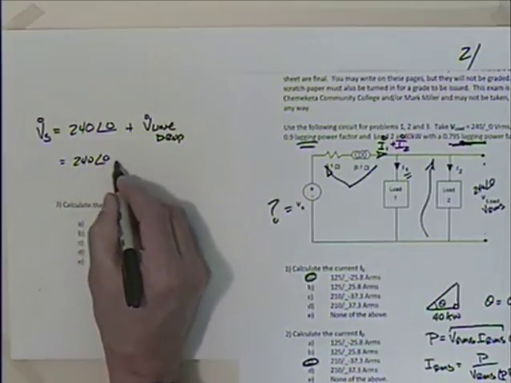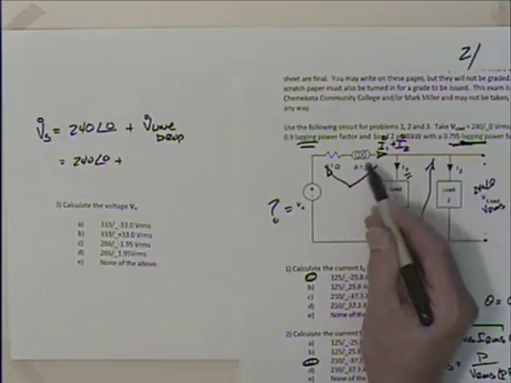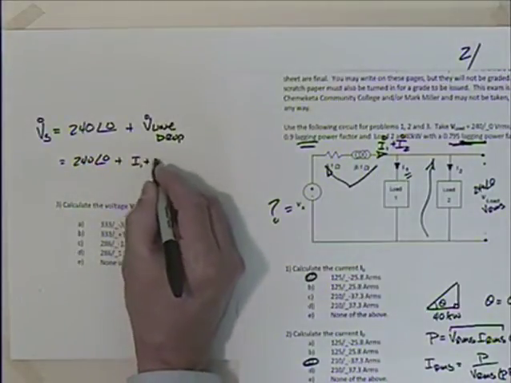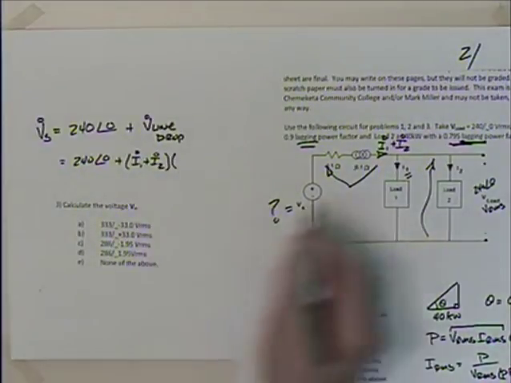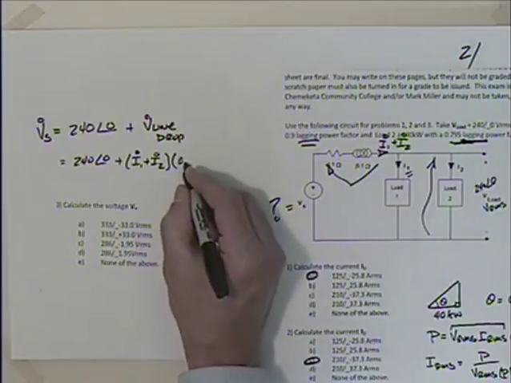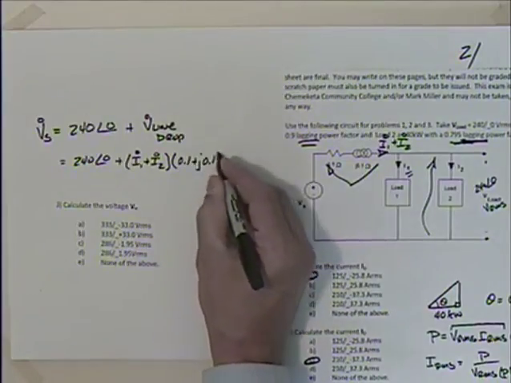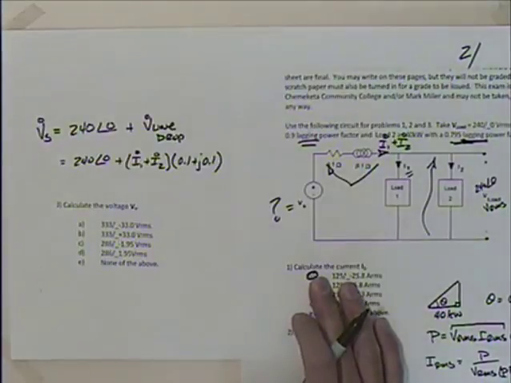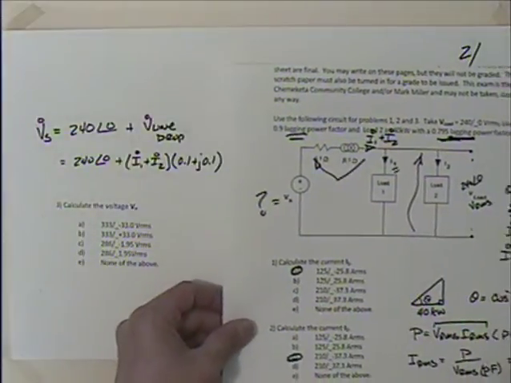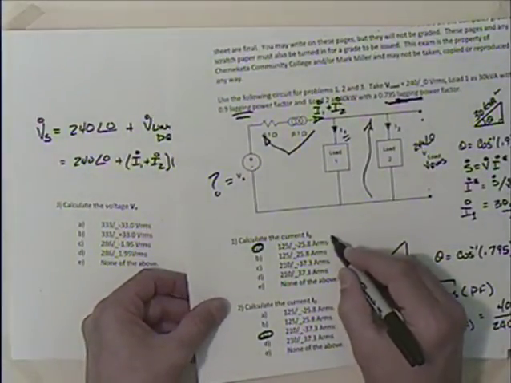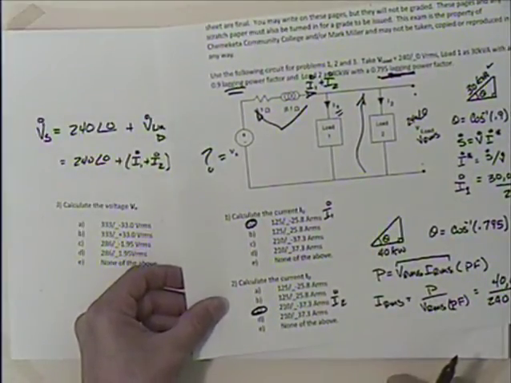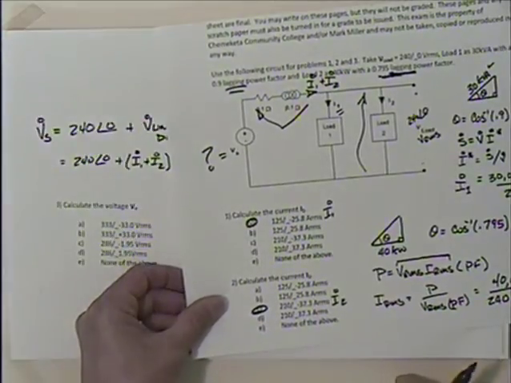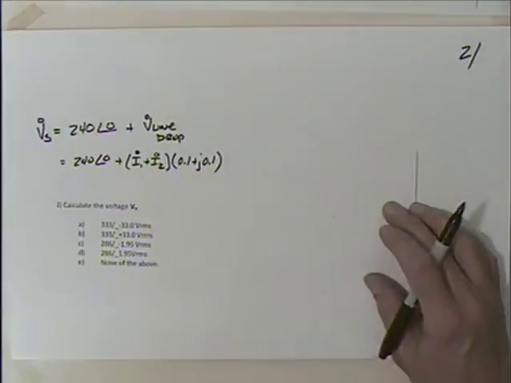240 at 0 plus, how am I going to get the drop there? Well, if I just take the current, I1 plus I2, I've got both of those, and multiply it by the impedance. What's the impedance there? 0.1 plus j 0.1. I should be good to go with that. So if I take I1 and I2, there's I1, and there is I2. And unfortunately, that's based on the previous answers. There's not much of a way around that on this problem, but let's take those.